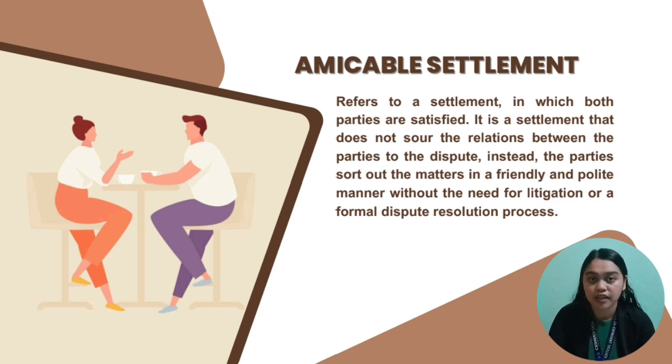So this means amicable settlement is a way for two parties who have a disagreement to come to an agreement in a friendly and respectful way. So the goal is that both sides feel satisfied with the outcome. Instead of going to a court or having a formal argument, amicable settlement allows people to discuss their issues in a polite manner. This can happen through conversations, negotiations, or other forms of communication. It's all about finding common ground and understanding each other.